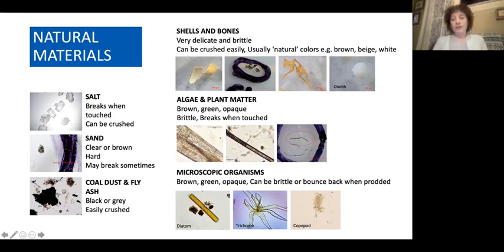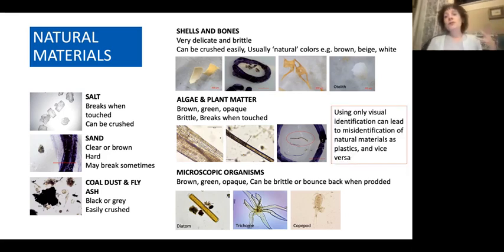So here you've got a diatom, a trichome, and a copepod, and it's a lot of very painstaking work in some cases where you're spending a lot of time over your microscope, very carefully picking through your sample to differentiate between plastic particles and natural particles. So using only visual identification can often lead to the misidentification of natural materials as plastics and vice versa.